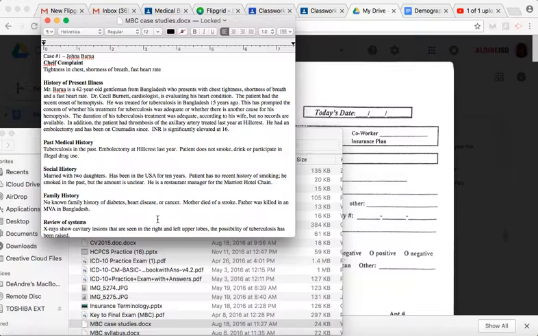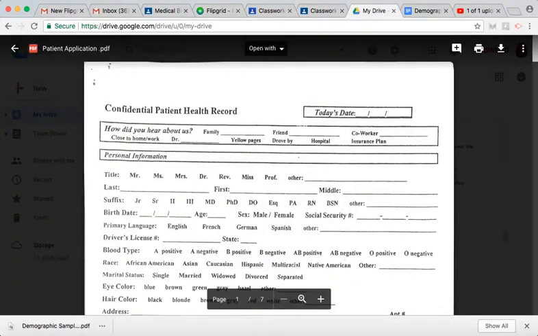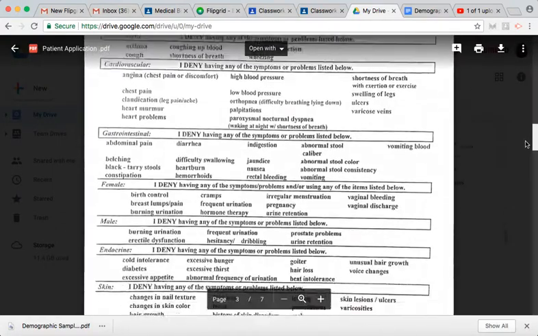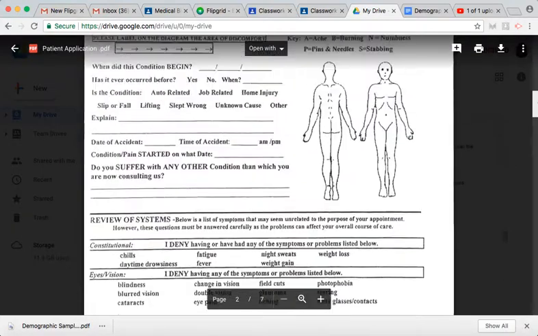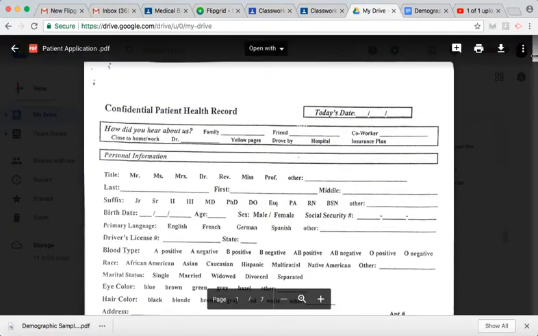The review of systems. Now, the review of systems on the case study is what was actually performed on him. When you go to the review of systems on the application, which is right here, this is what the patient has had a past of. So do not get that confused. So I went over all of that to give you an overview on what you're going to fill out today on this application when you're evaluating the case study.